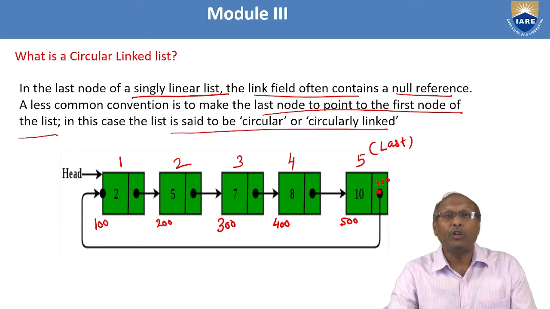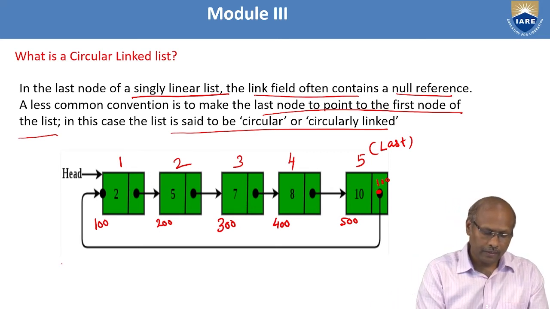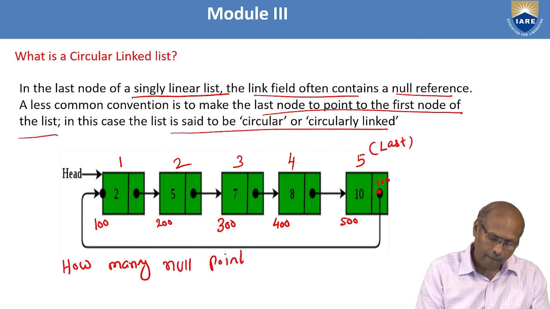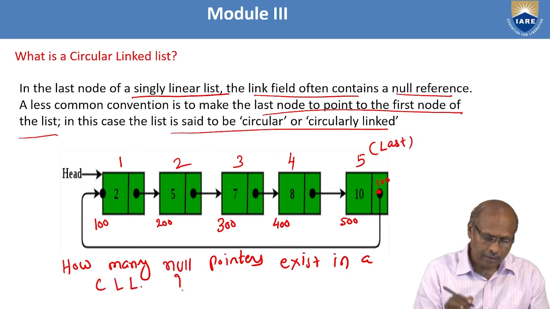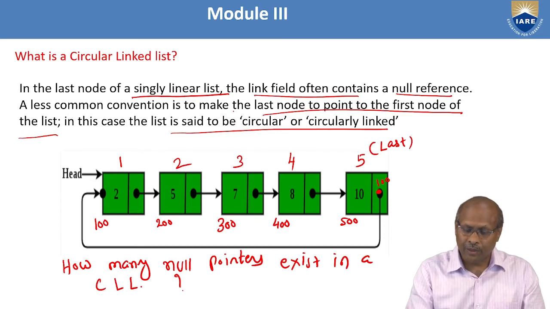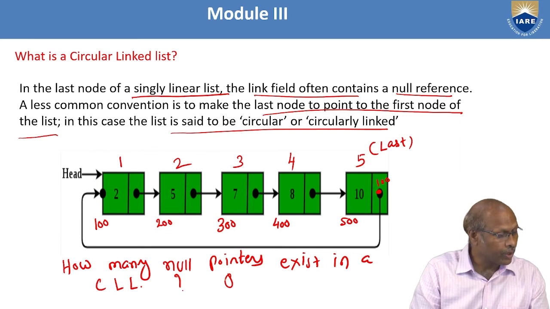Sometimes they may ask a question, how many null pointers are there in a circular linked list? How many null pointers exist in a circular linked list? Now, your answer is what? The answer is, because there is no null at all, it is pointing again to the first node. So, answer is 0.